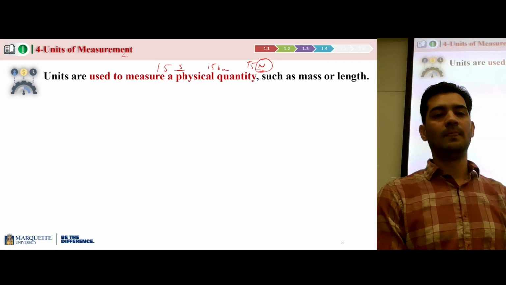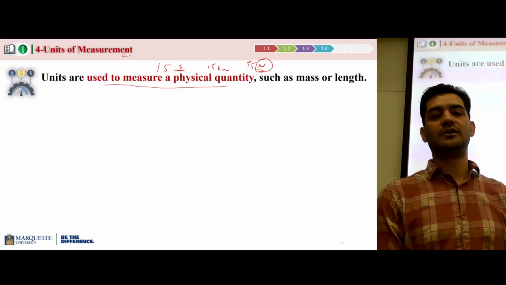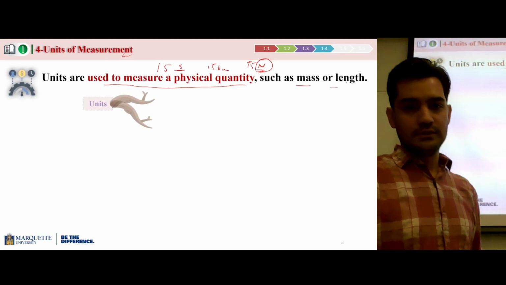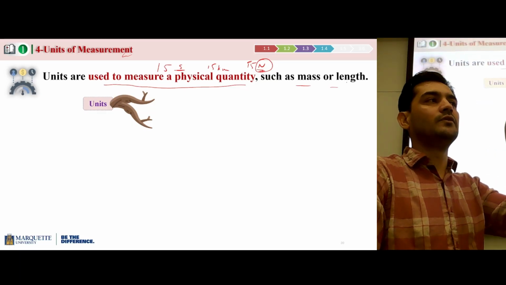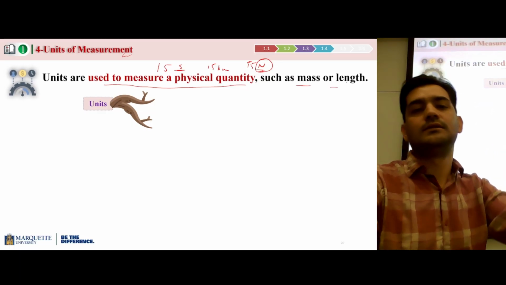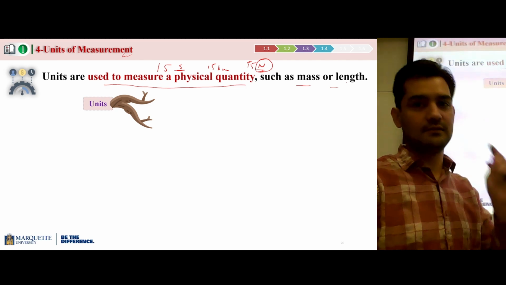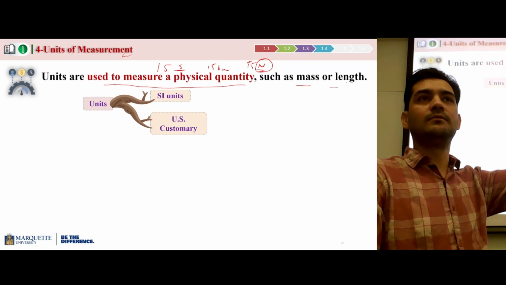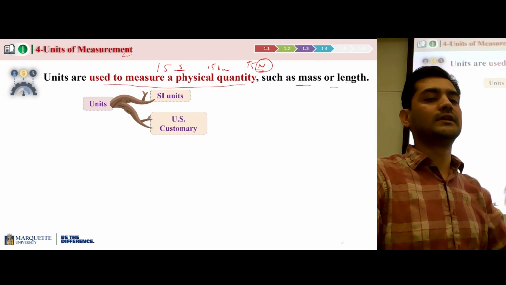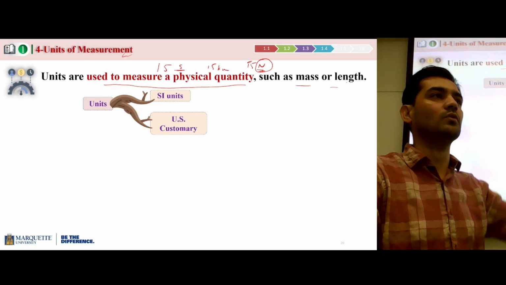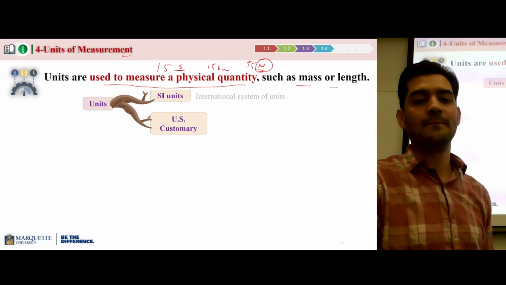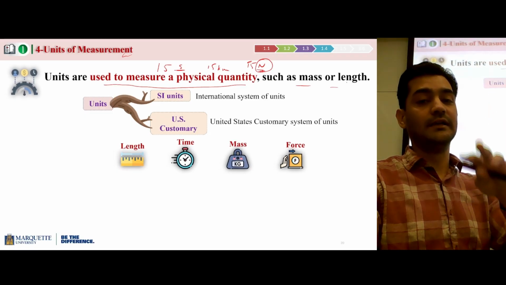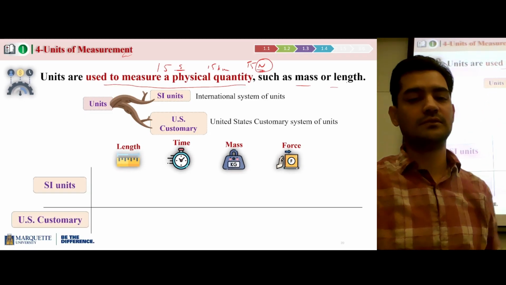So by definition, a unit is used to measure a physical quantity such as mass and length, which we talked about. So there are two systems of units. And by the way, you all know this already, but I'm just revising it. You have System International, and then you have US Customary. So basically, you have one system that the whole world follows, and then you have the US system. System International is the International System of Units, and US Customary is the United States Customary System of Units.